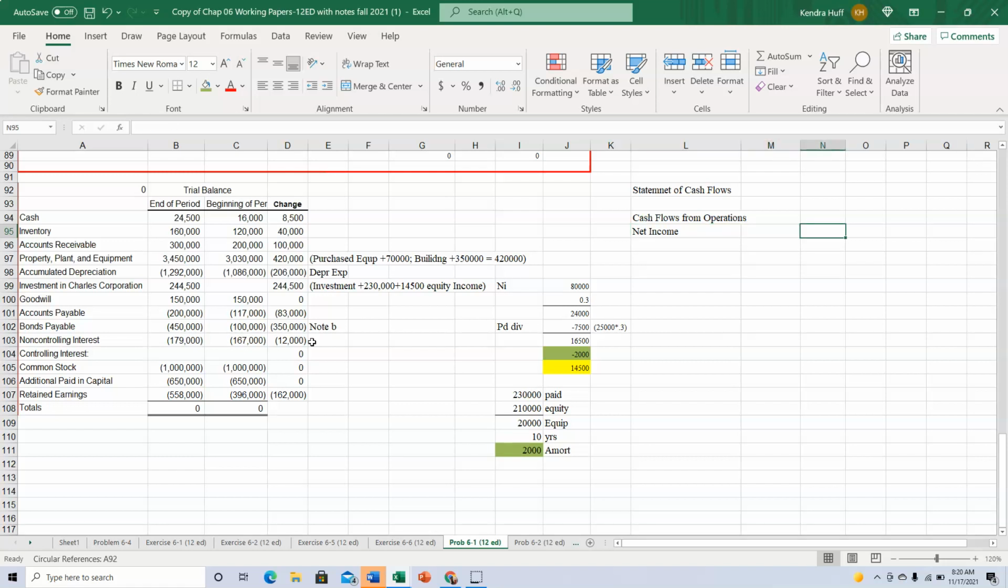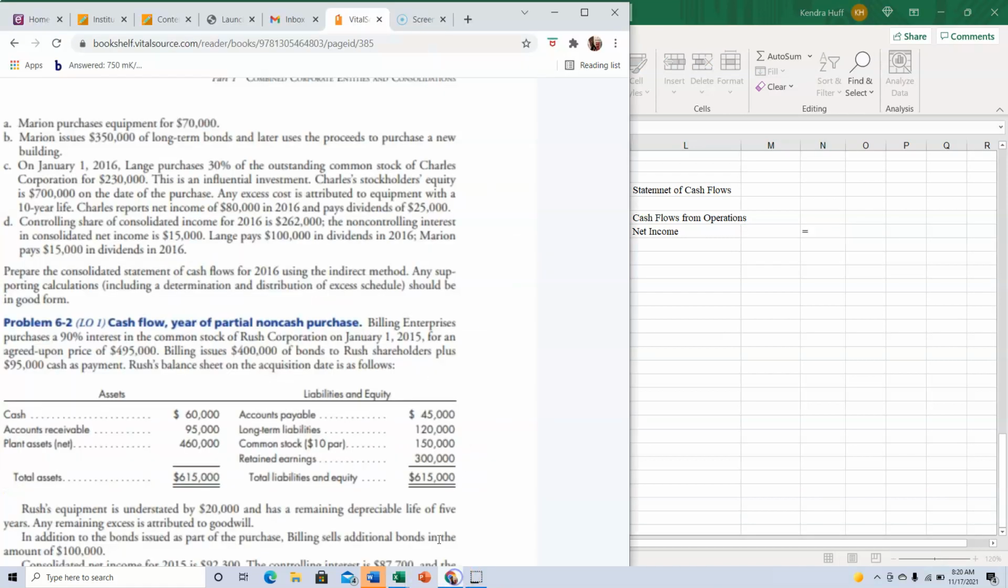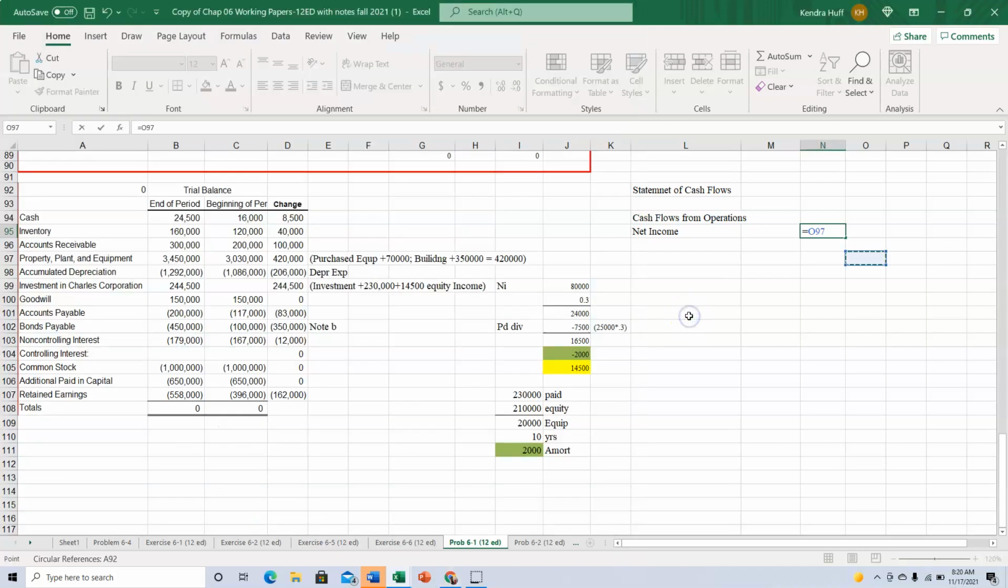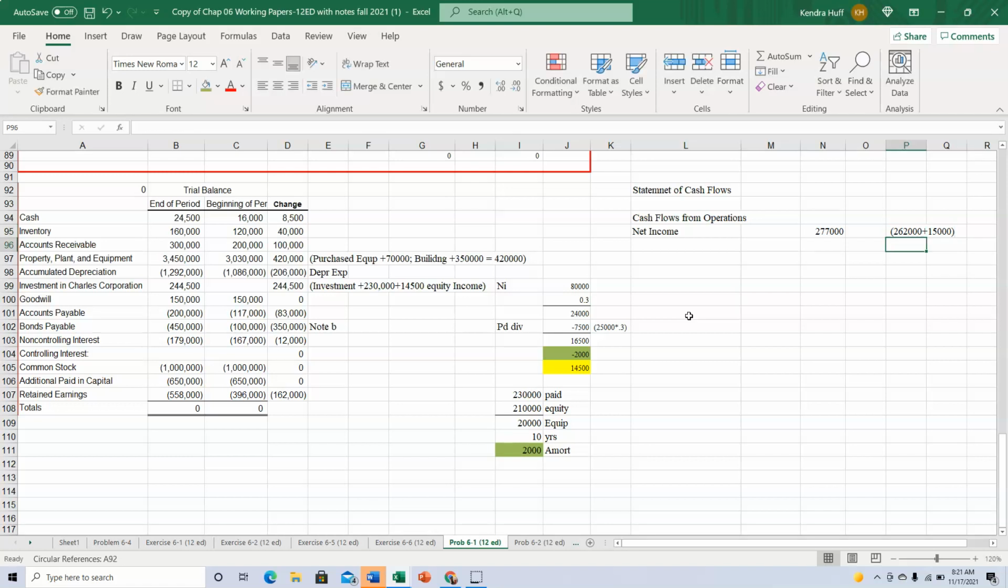All right, if we look at the book, where'd the book go? The controlling share is $262. The non-controlling interest is $15,000. So it's going to be those two added together: $262 plus $15,000 is our net income. And that's from Part D.